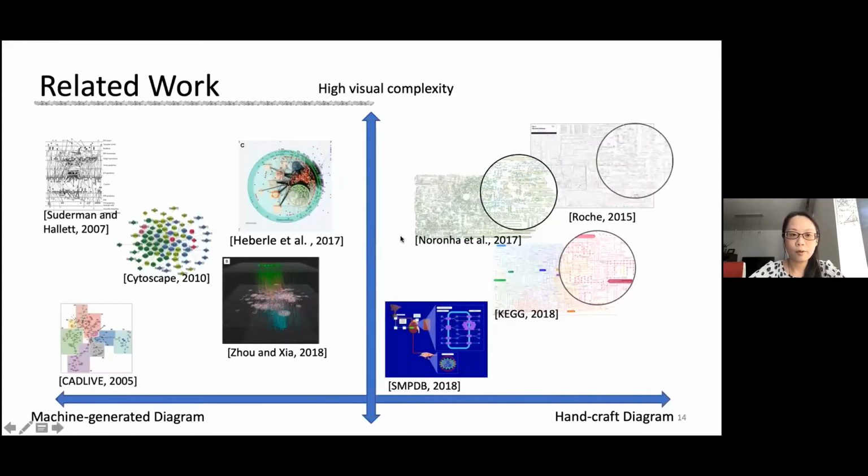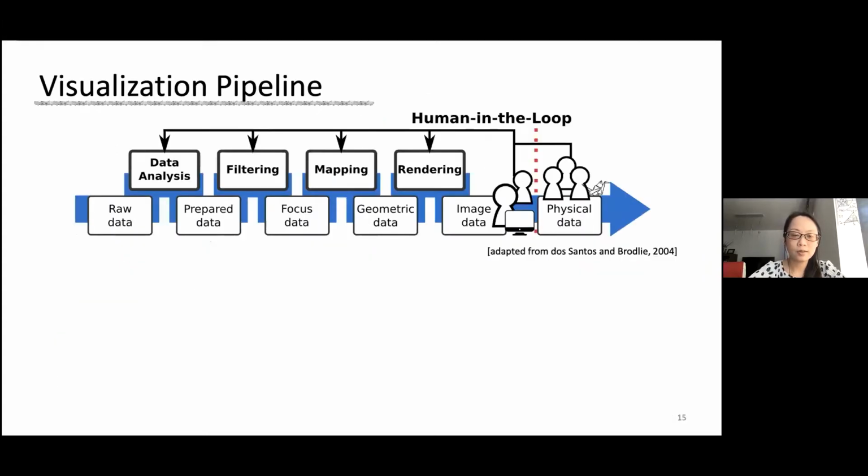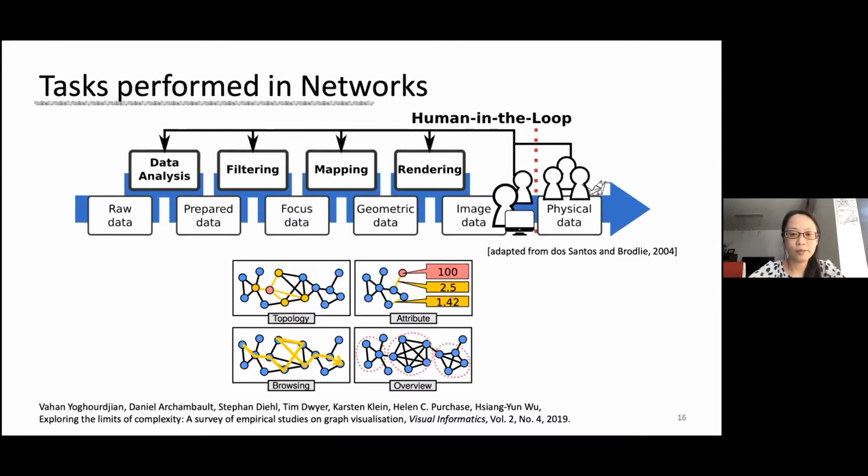So this is an overview of existing approaches. There are many network visualization approaches, but what I wanted to say here is that on the left-hand side, those are more machine-generated diagrams, and on the right-hand side, there are handcrafted diagrams. And as you can evaluate from the visual quality, on the right-hand side, you will have higher trust and better visual quality. So this is the classical visualization pipeline. I think I can skip this for the moment. But what you need to do in advance is to understand the task that a user or the domain expert wants to perform.